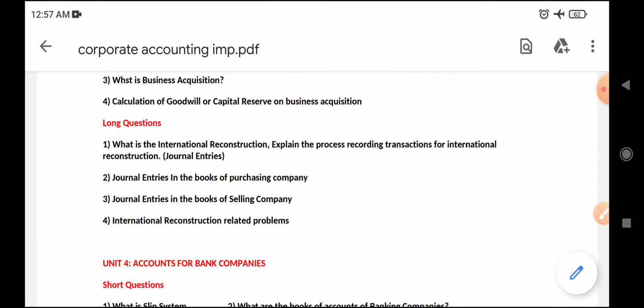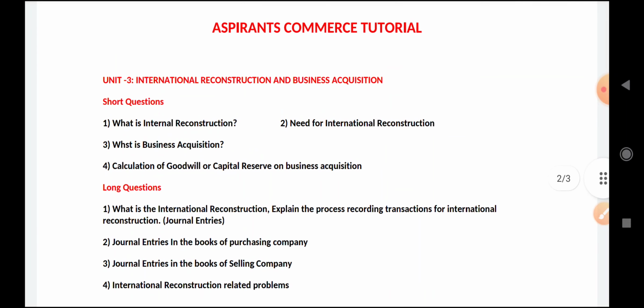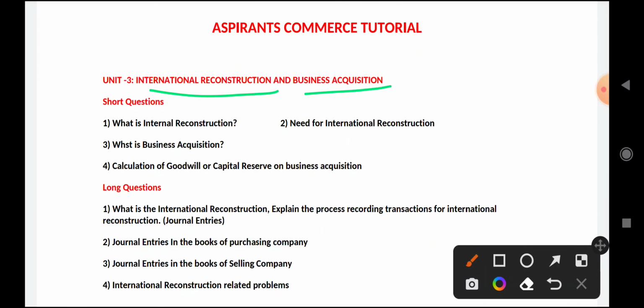Next you need to concentrate on this internal reconstruction and business acquisition. Focus more on internal reconstruction; a problem related to internal reconstruction will come. What is internal reconstruction, need for internal reconstruction, what is business acquisition, and these are theory questions generally asked.